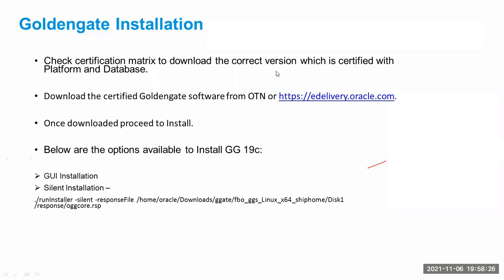So I would say 19C right now. Whatever version you want to use, always check the certification matrix to download the correct version which is certified with your platform and database. Once you have checked it, download the Golden Gate software from OTN or edelivery.oracle.com. Once downloaded, proceed to install. You can install Oracle Golden Gate through the GUI, or you can do a silent installation as well.